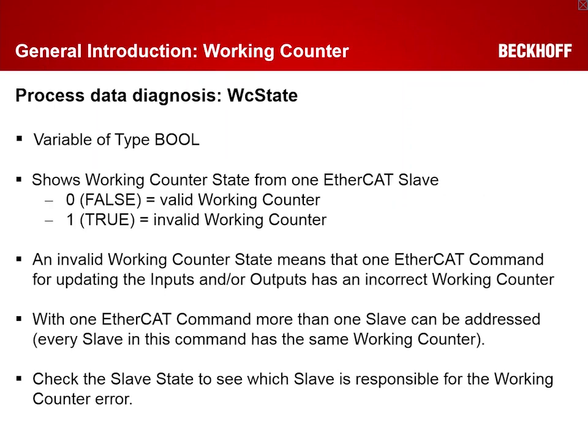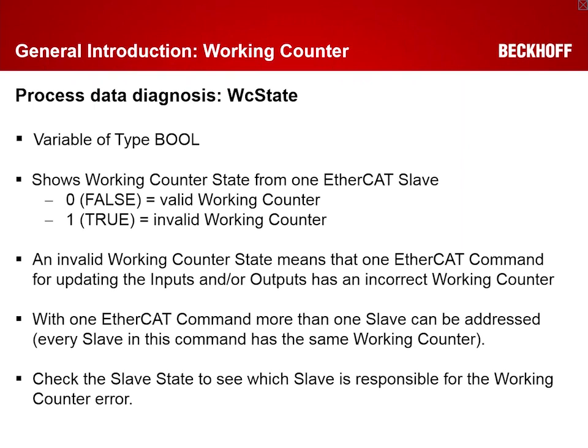The working counter, to start with this, is of type Boolean. If the state is 0, then we have a valid working counter, or it is true, 1, for an invalid working counter. So we normally do not check the working counter itself, which is a number. The master checks the expected working counter against the real working counter coming back with the frame, and gives you the information that it's valid or invalid.